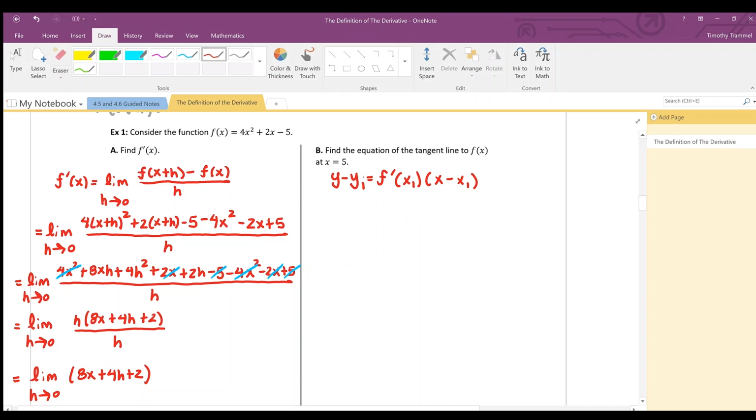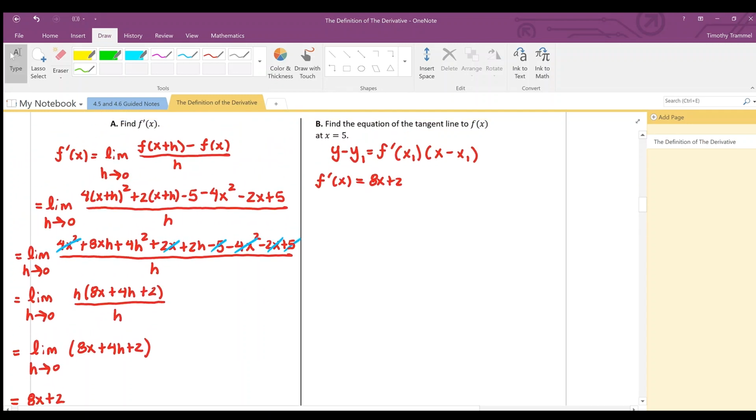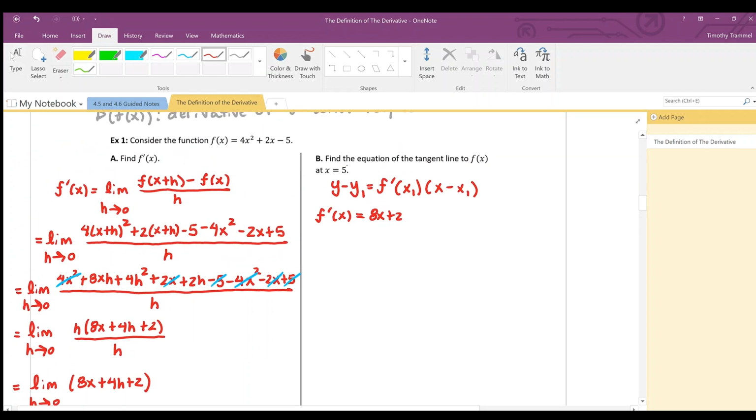All right, let's start trying to fill in all this stuff. We know that f prime of x is equal to 8x plus 2. That's what we just found down here. And now we want to plug in this x value that we're interested in, x equals 5. That's going to wind up being our slope. So if we plug in 5 there, that's going to give us 42. Pretty steep slope.